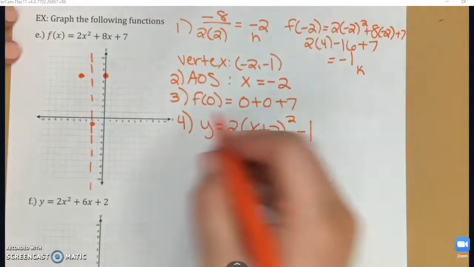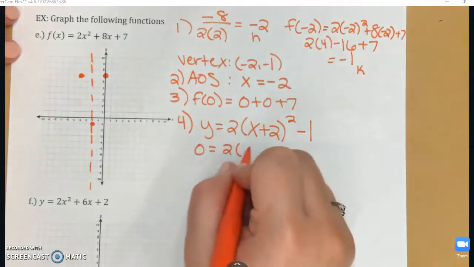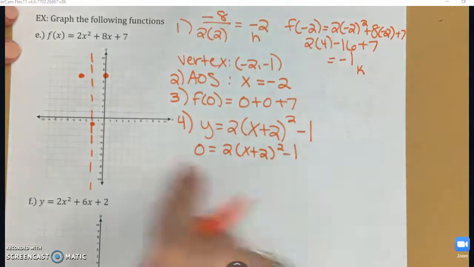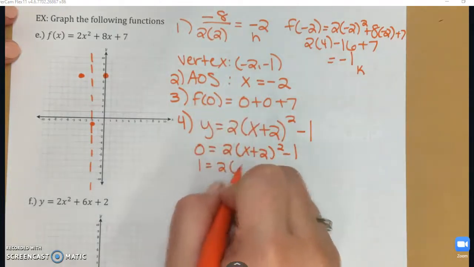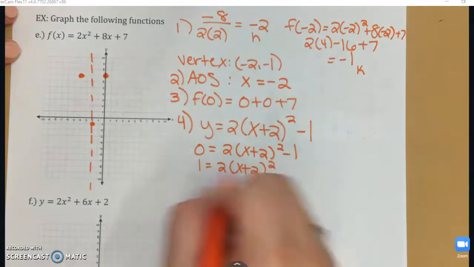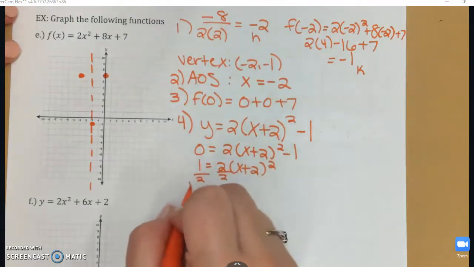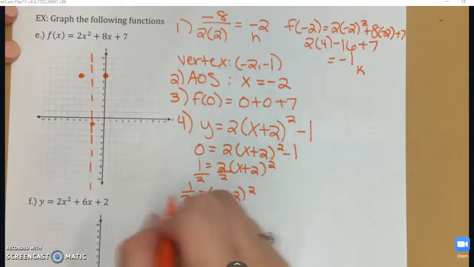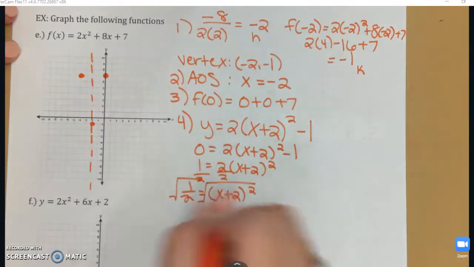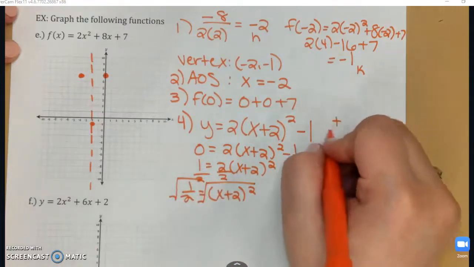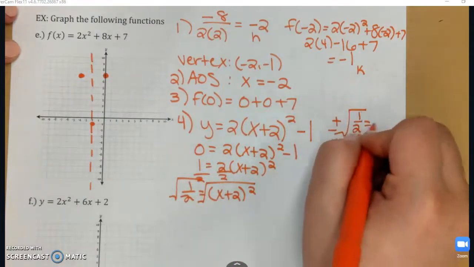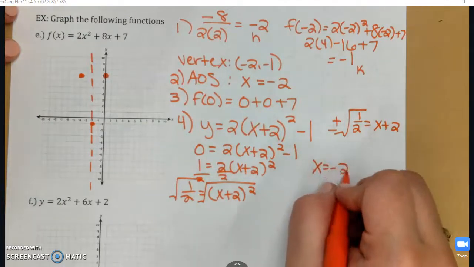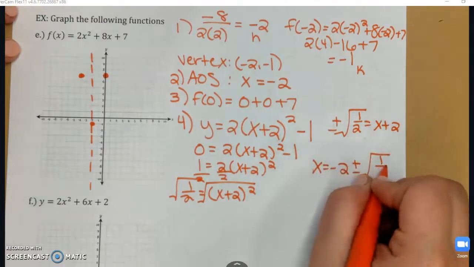This is what I'm going to set equal to 0, and I'm going to use my order of operations to get x alone. So first I move over the 1, then I divide by 2. Now I want to get rid of the square, so I take the square root of both sides. So this is going to be the positive or negative square root of 1/2. And my last step is to subtract 2. So I'm going to get negative 2 plus or minus whatever the square root of 1/2 is.